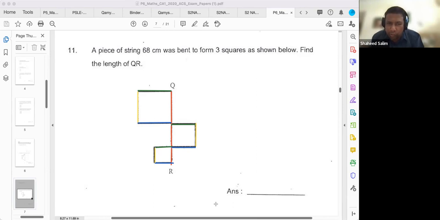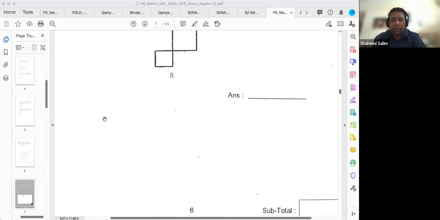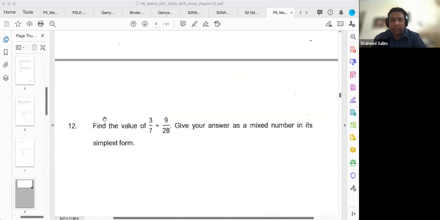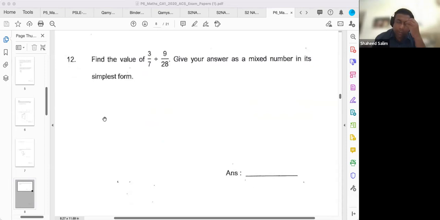Sometimes we cannot look at the normal way and find what this square's perimeter is. Sometimes you cannot do that. You got to think creatively. So you must remember there's always a way to solve it. Sometimes you have to be creative. So this is a creative way. You try question number 12.